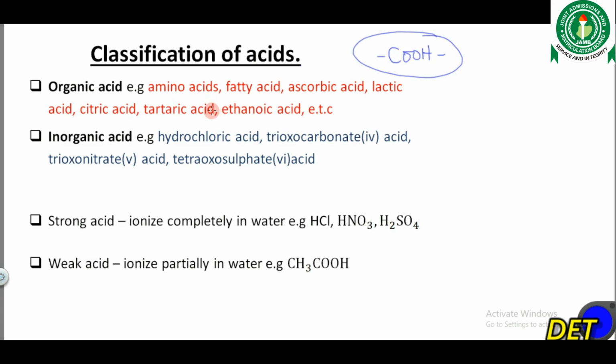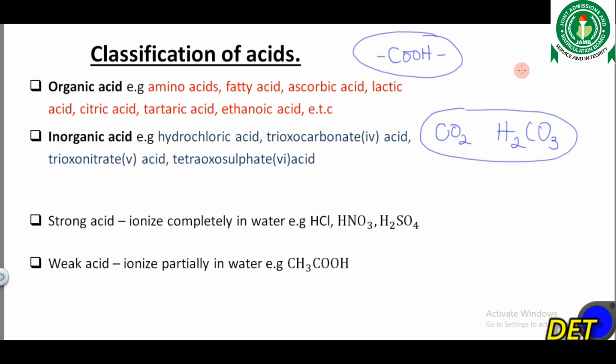We're still going to look at them again. So the inorganic acids are acids which do not contain carbon, or if they contain carbon, they contain it in the form of CO2 and H2CO3, that is trioxocarbonate(IV) acid. So any acid that does not contain carbon, or if it contains carbon in the form of these two, that acid is referred to as an inorganic acid.